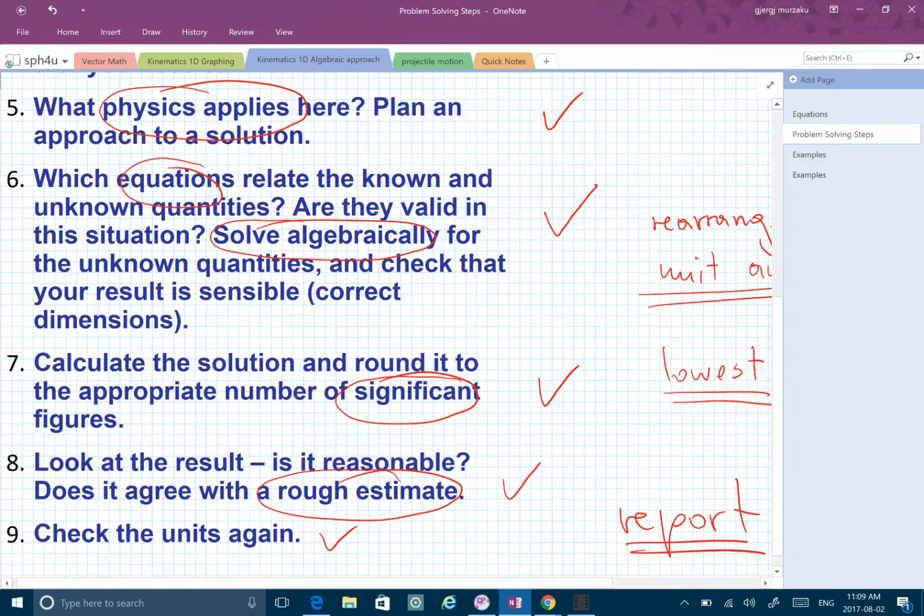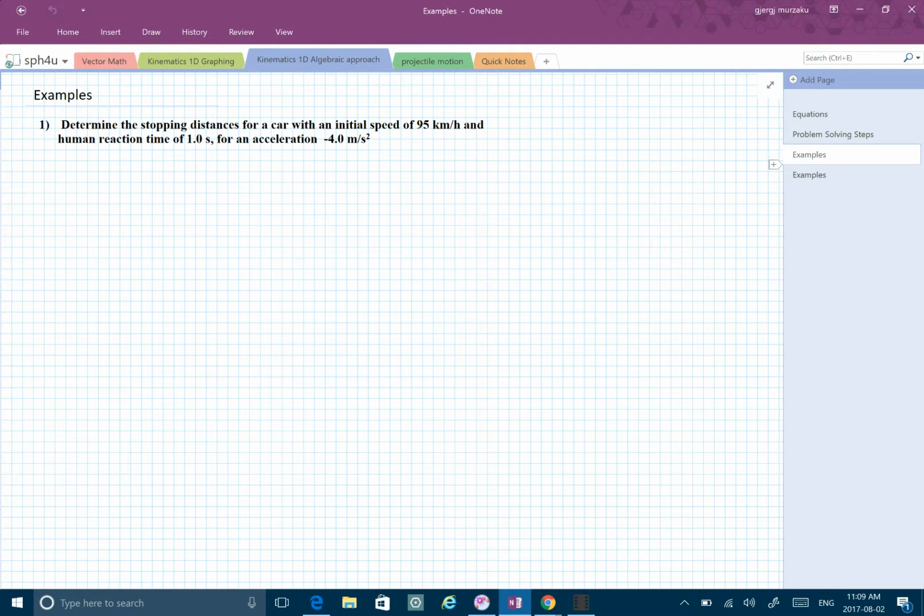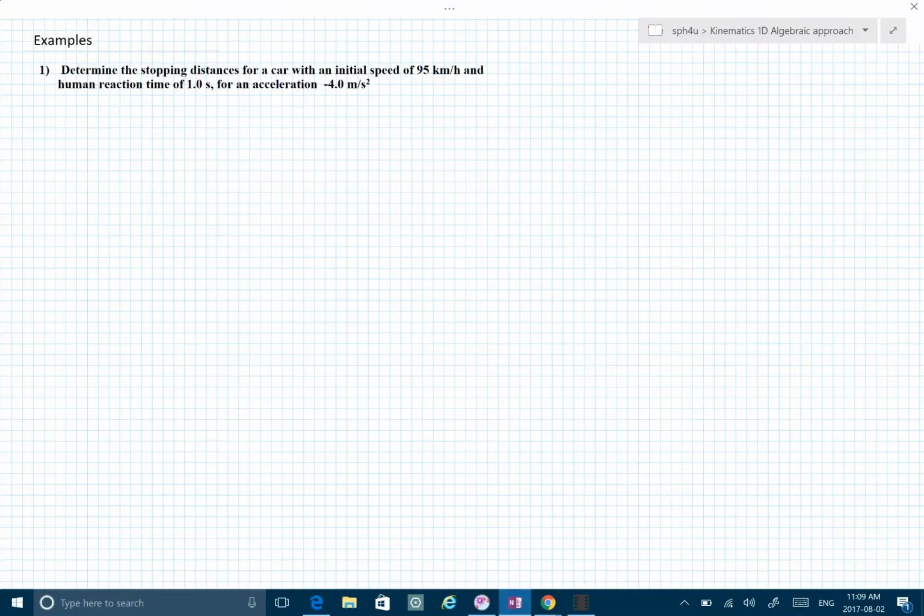And here we go. Let's do the first one. So we have the following: determine the stopping distance for a car with an initial speed of 95 kilometers per hour and a human reaction time of 1 second. The acceleration of the car is negative 4 meters per second squared. So what we're going to do is, once we read it, we want to visualize this, right?